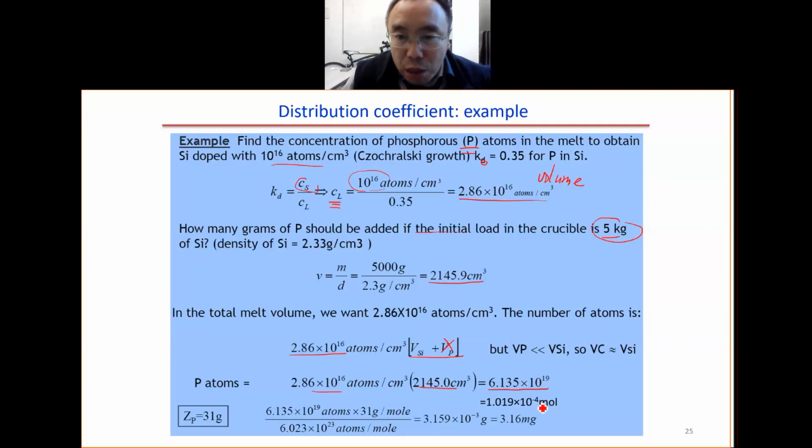You convert this into moles: this number divided by Na, the Avogadro number, gives you how many moles. Once you know how many moles you have, for phosphorus we have 31 grams per mole. So this number times 31 gives you 3.16 milligrams. You can see this number is in milligrams, and this is in kilograms, so it is much smaller than the silicon.